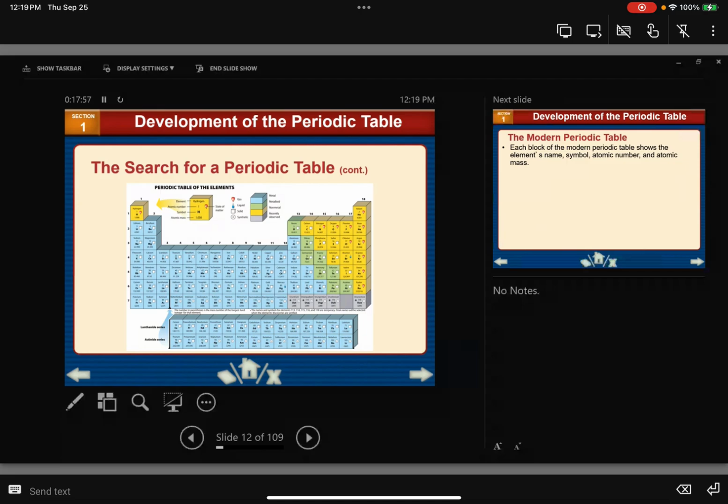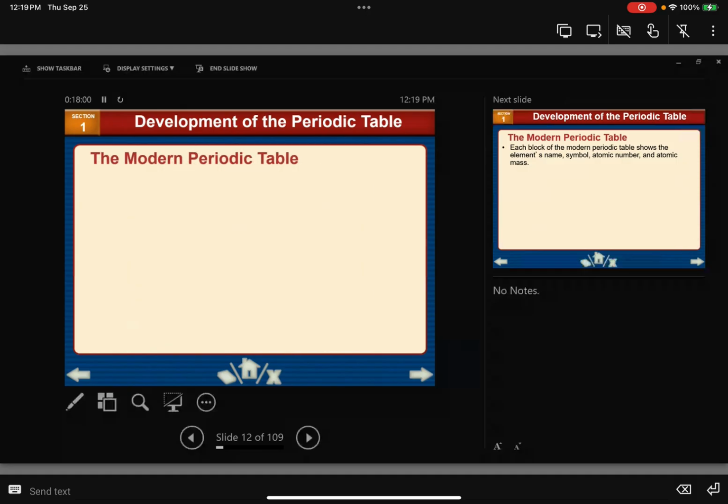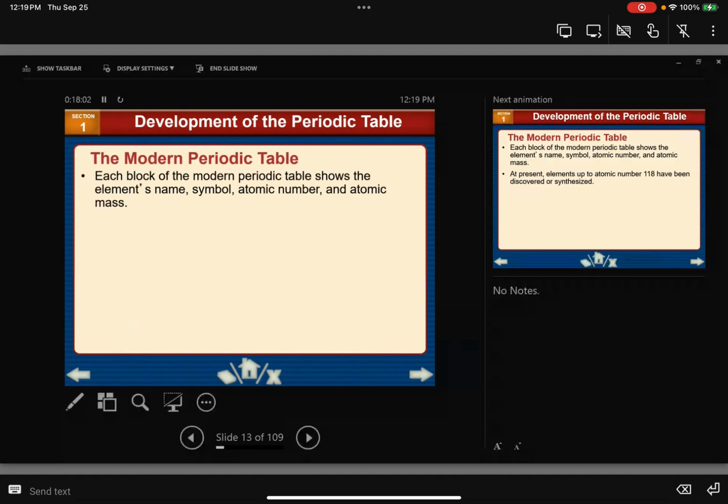So they started putting the periodic table in order of increasing atomic number rather than increasing atomic mass, and that is how it is arranged today. So the periodic table that's up on the wall is arranged like that. The periodic table that is in your book is arranged like that.